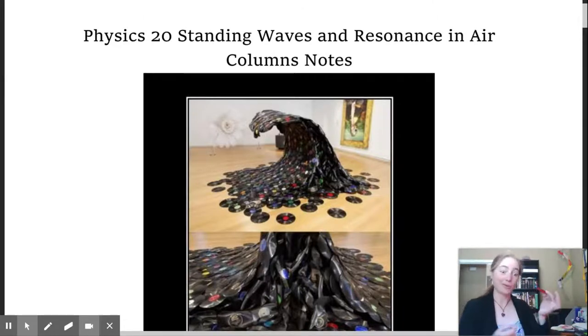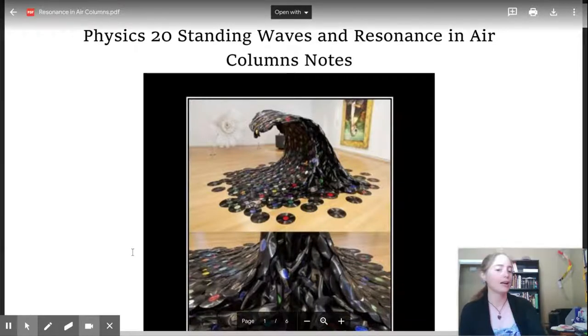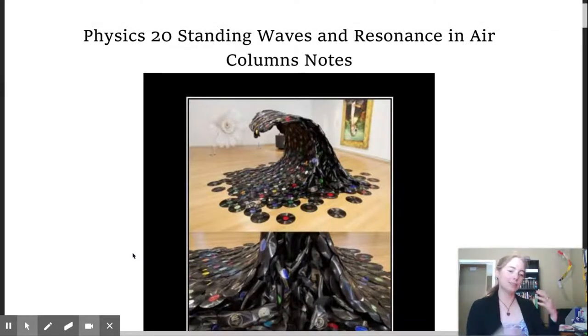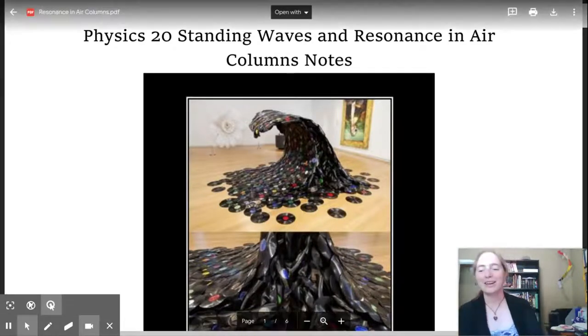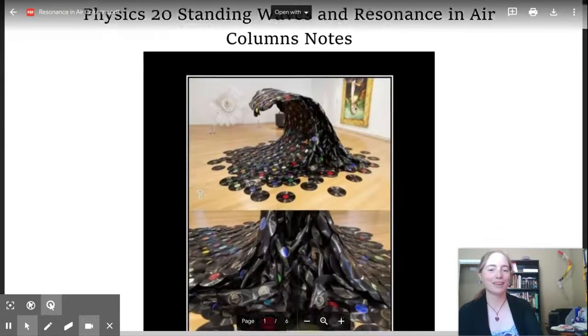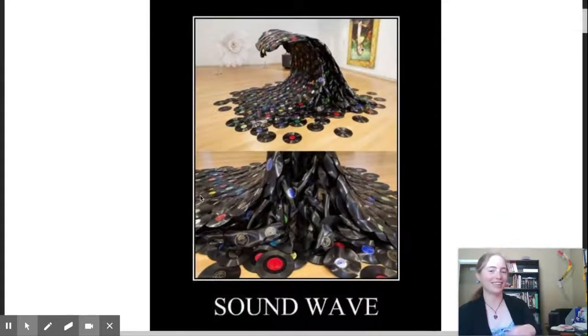I don't have an example of a string instrument because I don't play any instruments at all. Couldn't come up with an example for that. So sorry, guys. But this is the basis of the physics for musical instruments. Cool, eh?